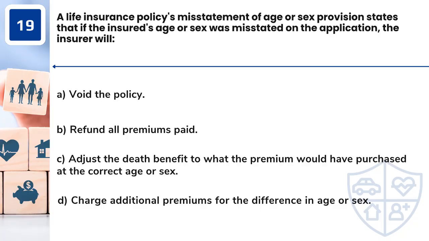Question 19. A life insurance policy's misstatement of age or sex provision states that if the insured's age or sex was misstated on the application, the insurer will A. Void the policy. B. Refund all premiums paid. C. Adjust the death benefit to what the premium would have purchased at the correct age or sex. D. Charge additional premiums for the difference in age or sex.